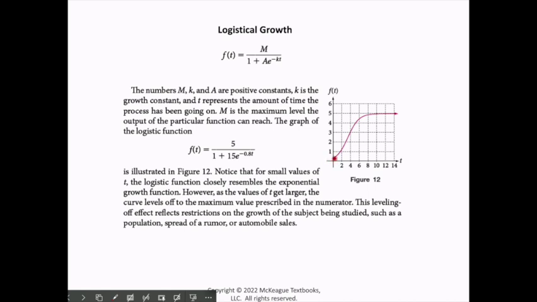It's going to start off and increase pretty fast, and then at some point it's going to start to level off. And that is going to be where your value of M is. So in this example, your value of M is 5, which means that's where it's going to level off here. Your t represents the amount of time that has passed, and your k is the growth constant.